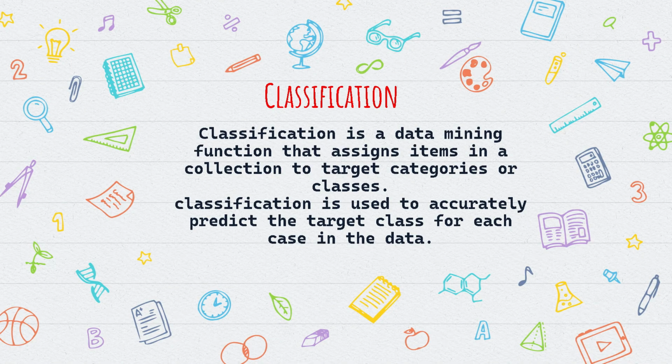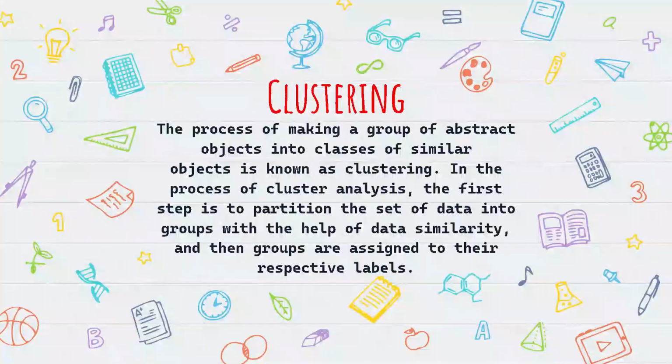Let's start with classification. Classification is a data mining function that assigns items in a collection to target categories or classes. Classification is used to accurately predict the target class for each case in the data. Clustering. The purpose of making a group of abstract objects into classes of similar objects is known as clustering. In the process of cluster analysis, the first step is to partition the set of data into groups with the help of data similarity, and the groups are assigned their respective labels.